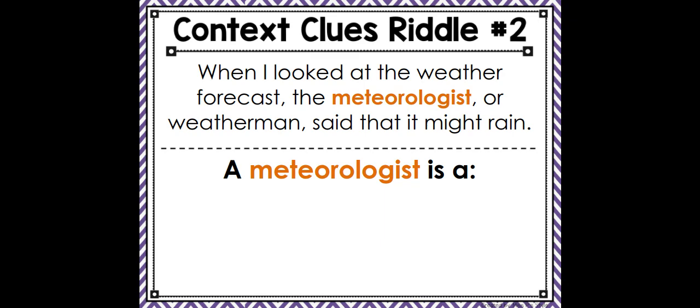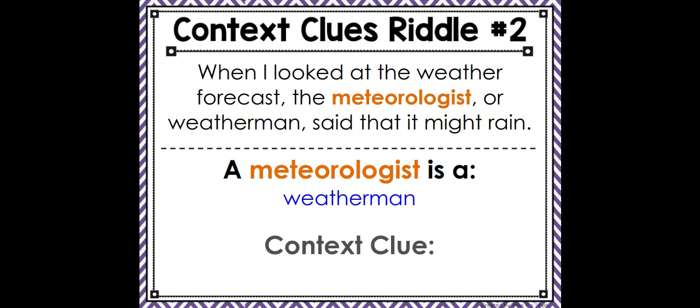Here's another riddle. Listen closely to determine the word meaning and context clue. When I looked at the weather forecast, the meteorologist, or weatherman, said that it might rain. Using the context clues in the sentence, what is a meteorologist? A meteorologist is a weatherman. The type of context clue is definition. It tells you right there in the sentence that a meteorologist is a weatherman.